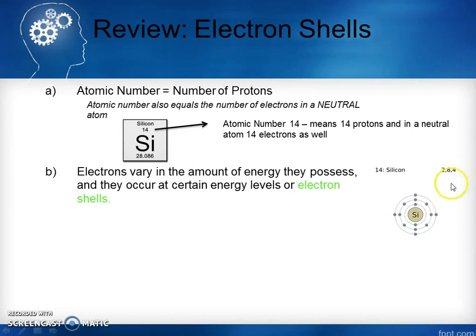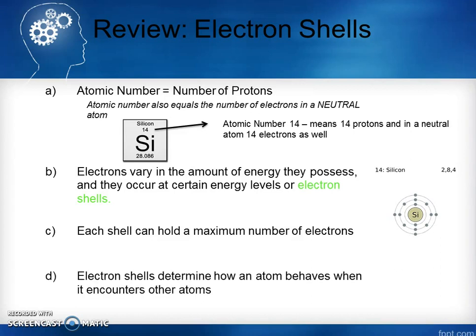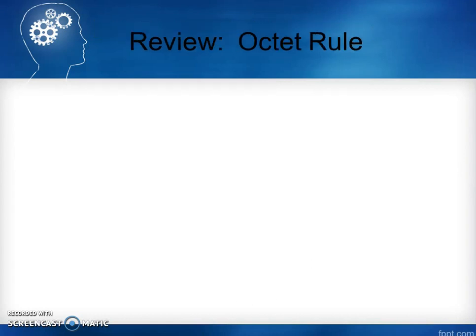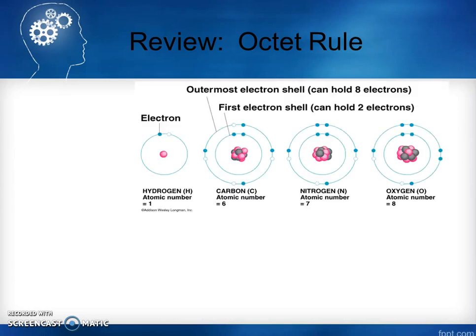This means that silicon has a full shell of 2, then a full shell of 8, and an outer shell of 4. Recall that each shell can hold a maximum number of electrons. Once that shell is full, electrons are bumped out to the next level. And recall that electron shells and the number of valence electrons determine how an atom behaves when it encounters other atoms. Okay, let's review the octet rule.